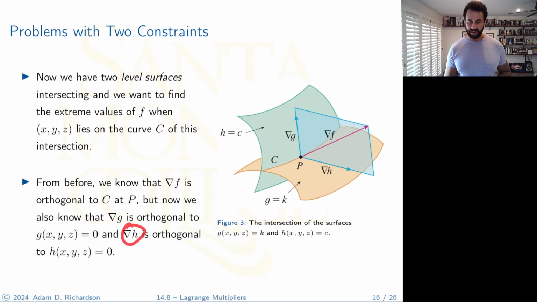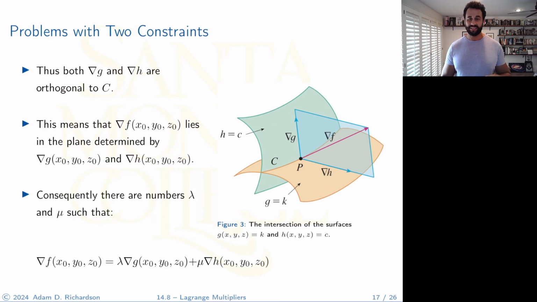And we know that the gradient of H is orthogonal to this surface, right? So they're both orthogonal. Now, what this means is that both gradient of G and gradient of H are orthogonal to the curve C, okay? Now, what does this mean? This means that our gradient of F has to lie in the plane determined by gradient G, gradient H. And so consequently, there are numbers lambda and mu such that we can write the gradient in this form.